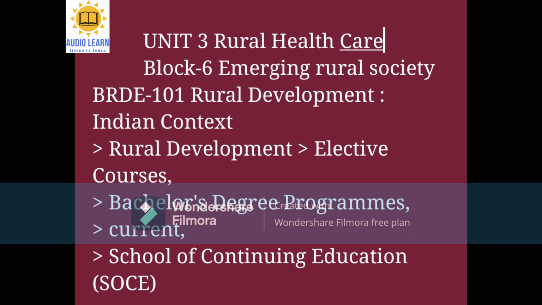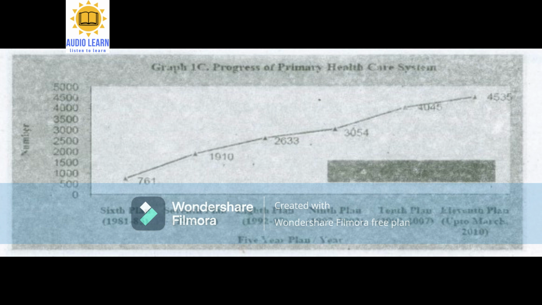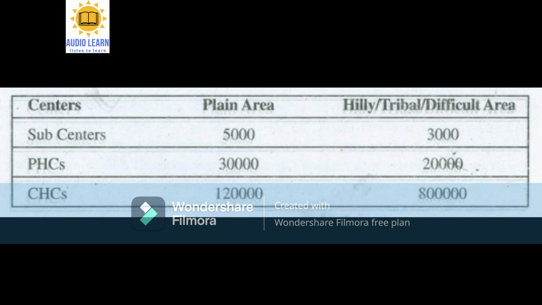As on March 2010, there are 4,535 CHCs functioning in the country. Look at the screen for table content. Population norms. Subcenters, PHC and CHCs are set up as per the following population norms. Look at the screen for table content.